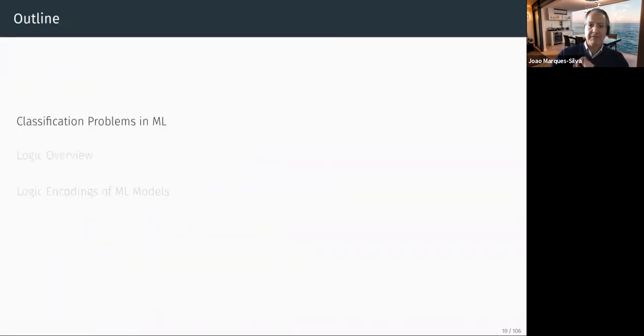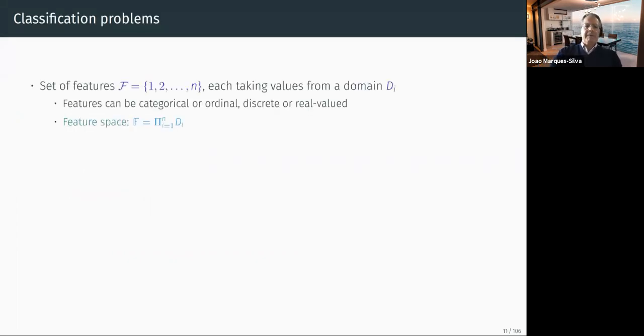So in terms of preliminaries, I will talk about what problems in machine learning we are looking at, and then a very quick comment on logic and encodings with logic of machine learning models. So we are going to talk, throughout the talk, about classification problems.